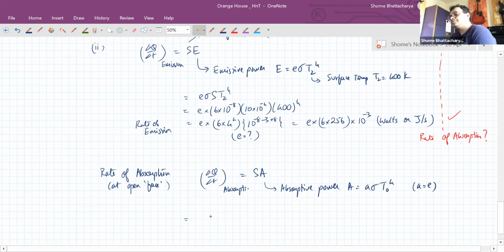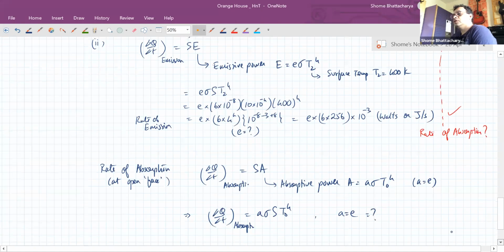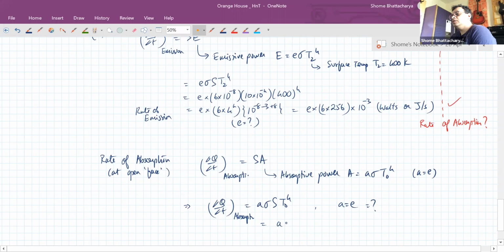So this delta Q by delta T by absorption becomes E sigma into surface area into T naught to the power 4, where A is equal to E, but its value is unknown as of now. So this becomes that unknown value of E into, again, 6 into 10 raised to the power minus 8, into the same surface area, into 300 to the power 4. So this time this becomes A into 6 into 81 into 10 raised power minus 3 in watts or joules per second.